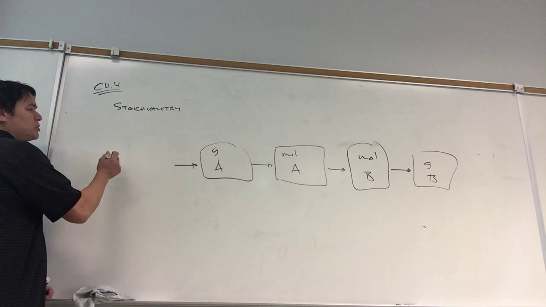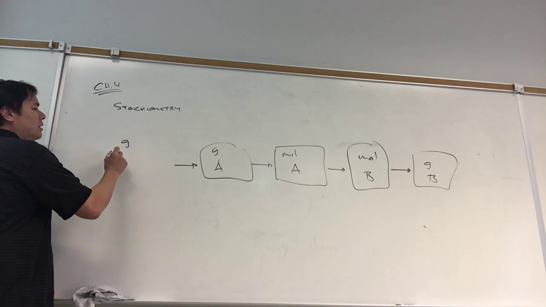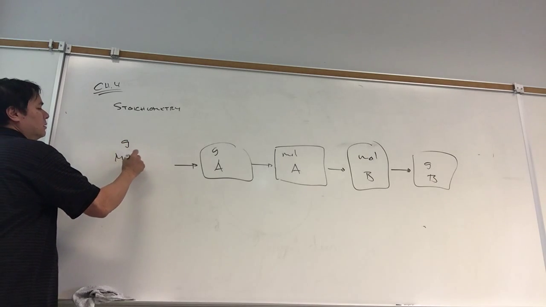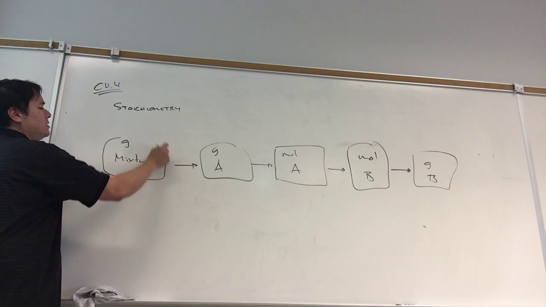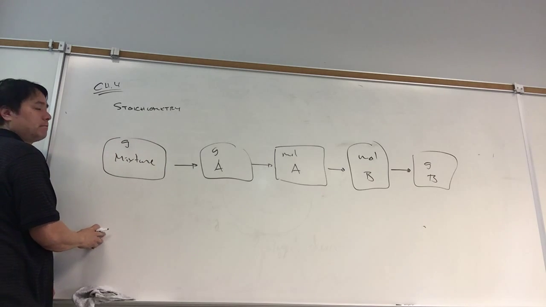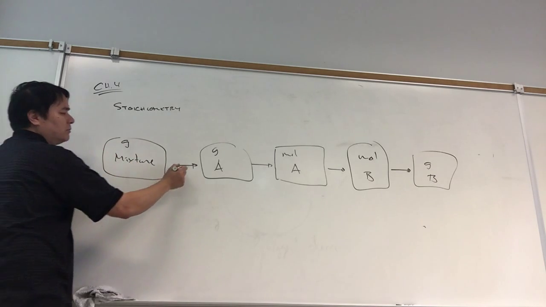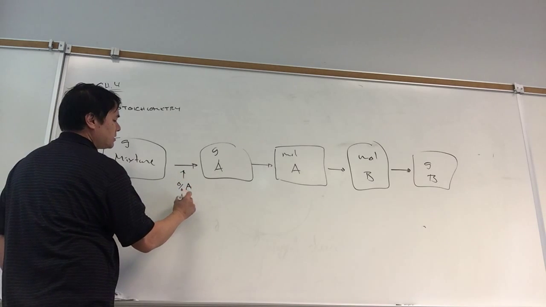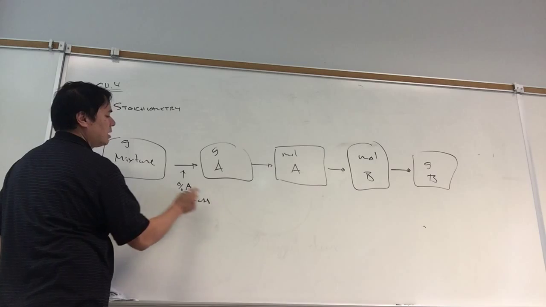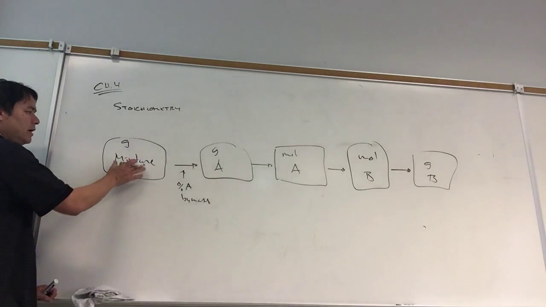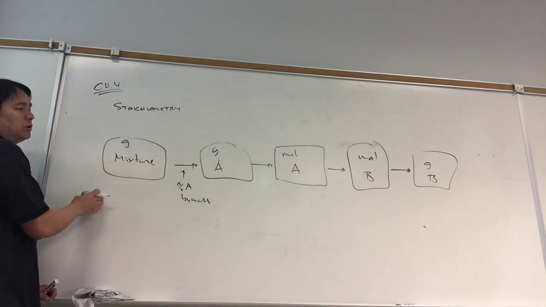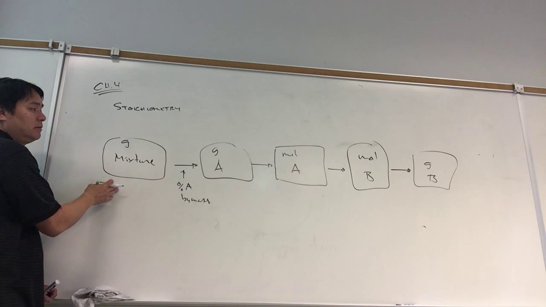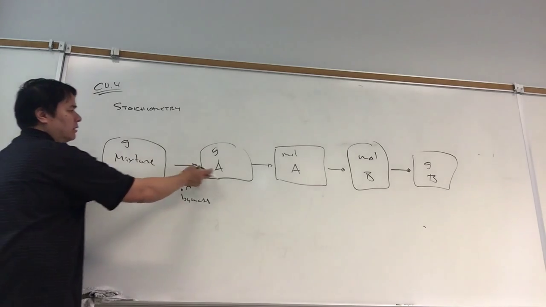Sometimes you have a mixture, and so you have grams of mixture. And this mixture contains A, right? If we have 100 grams of mixture, then we need the percent of A by mass, in other words, the percent composition by mass. If we have 100 grams of mixture and 20% was A, then that means 20 grams of pure A per 100 grams of mixture. We can figure out grams of A.